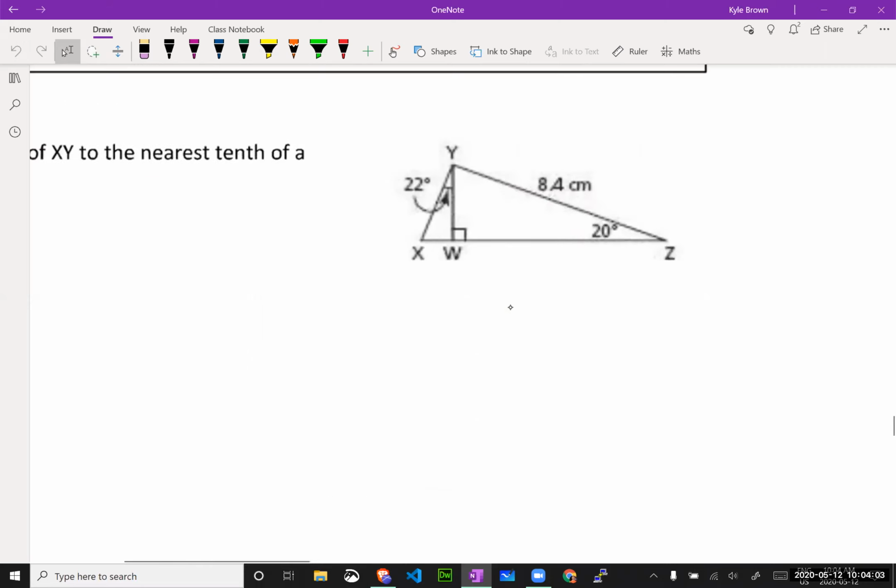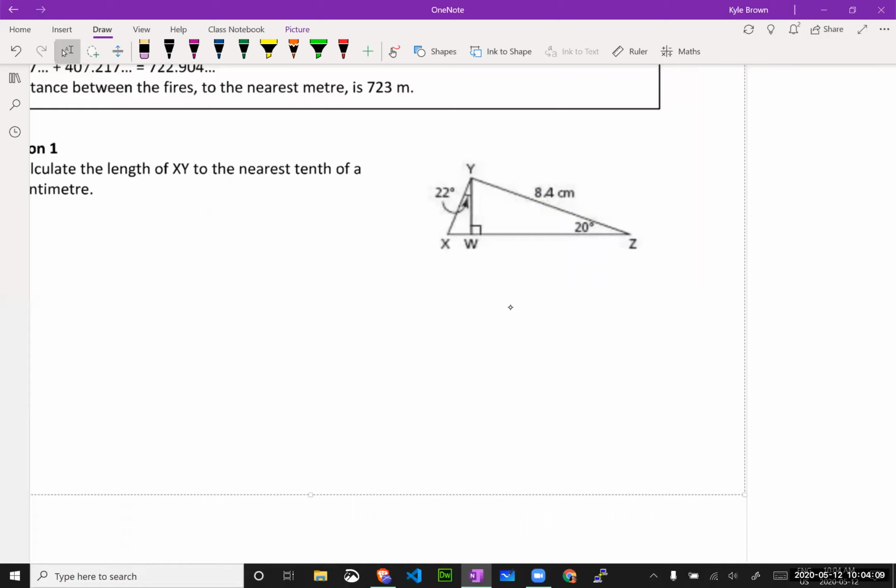So xy is looking for that length, right? Quite often with these problems, you'll see that there are two or more triangles. There's a triangle there, and there's a triangle there, and those triangles will share something. They have something in common. If I was looking for that length right there, I've only got one thing so far: this is 22 degrees.